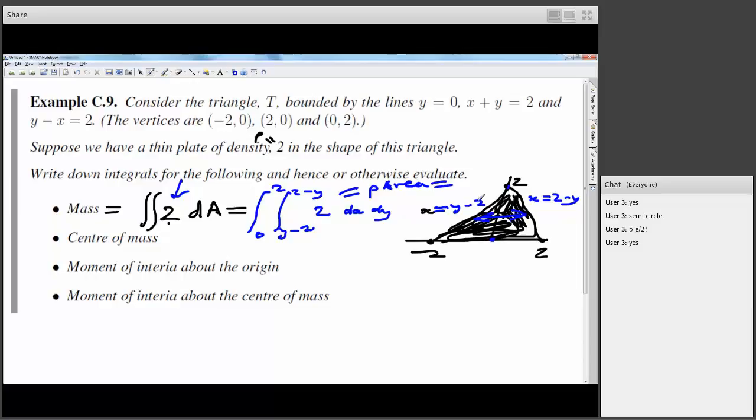The area, it's just a triangle, so we know the area of a triangle pretty well. It's the perpendicular height, which is 2, times the base, which is 4, times a half, which gives you 4. So the area is 4, so 2 times 4 gives you 8.